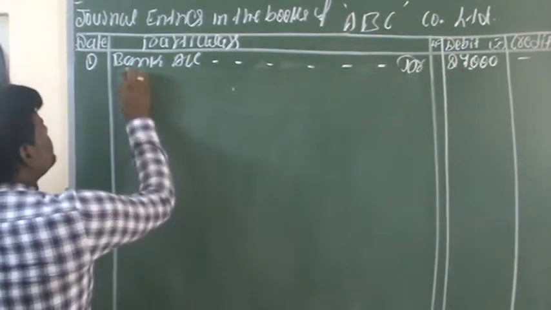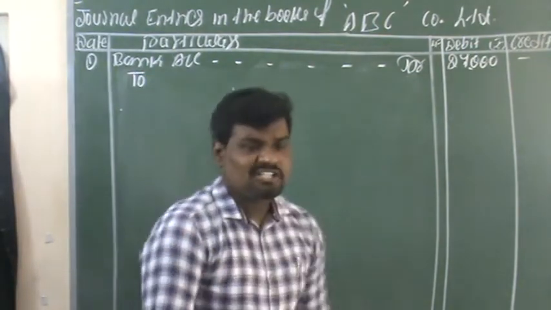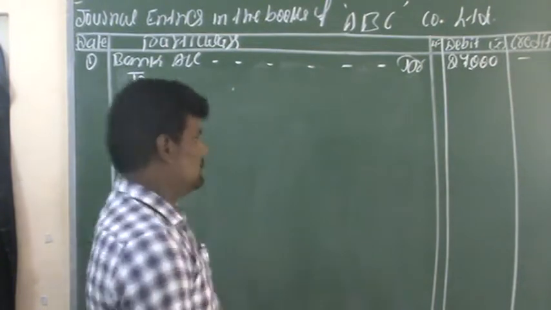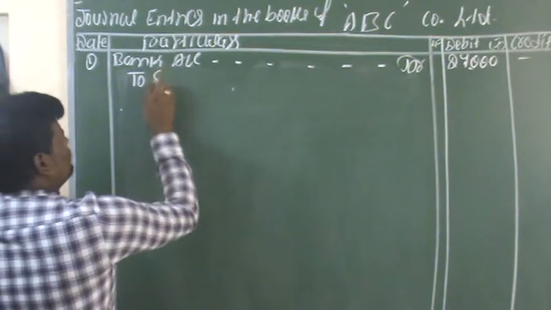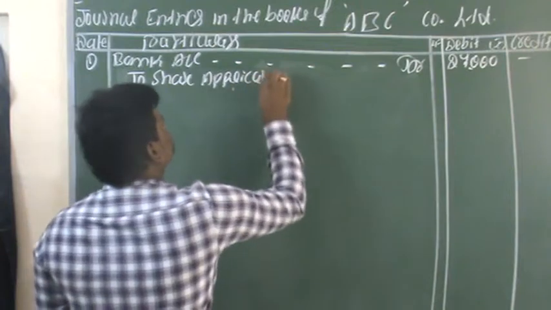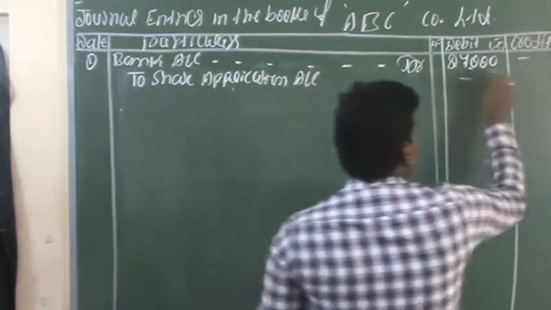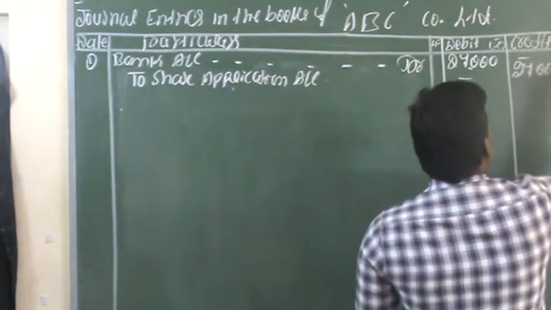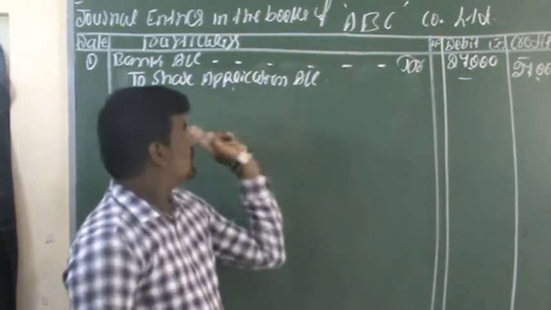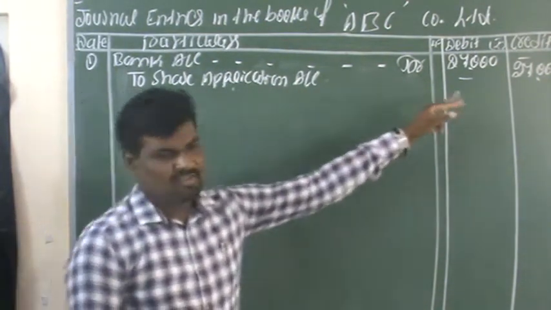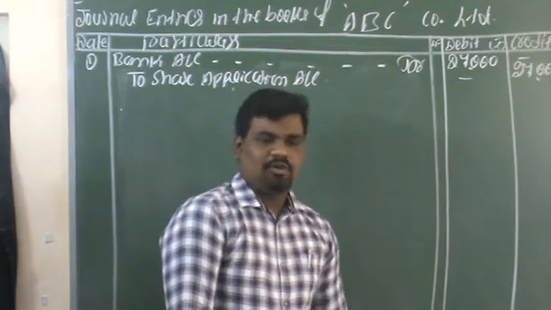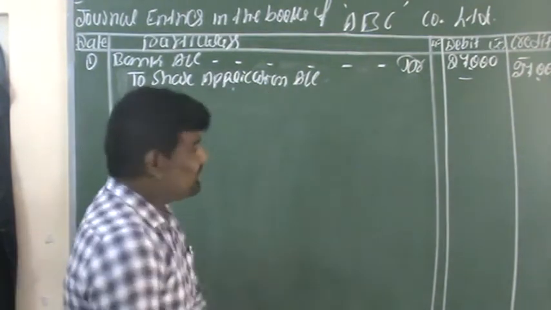Bank account debit to. In this question they have not specified whether it is equity shares or preference shares, so we just have to record share application only. Bank account debit to share application account. This is the first journal entry for the application money received: bank account debit to share application account 27,000 rupees. This 27,000 we already calculated in the beginning calculations. Now we need to give the narration about this transaction.